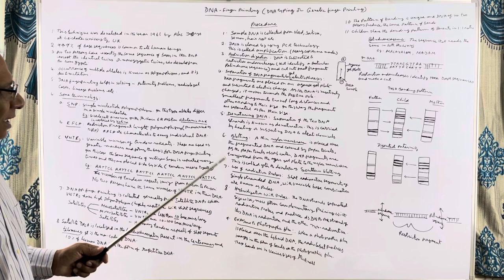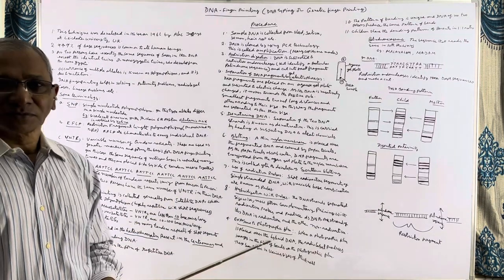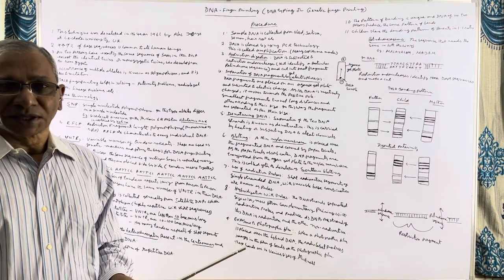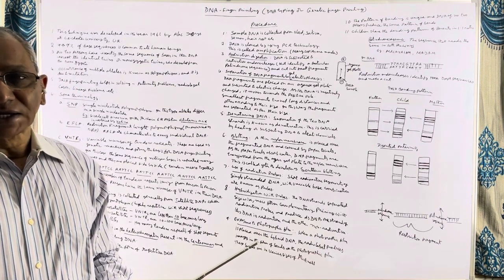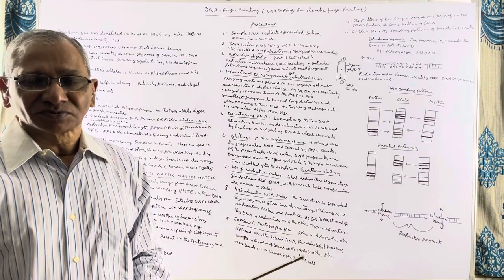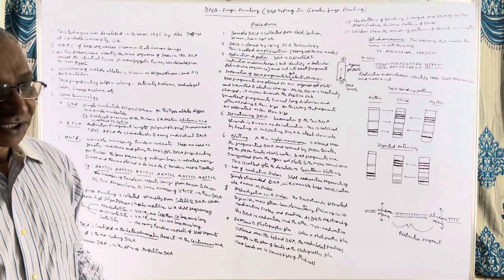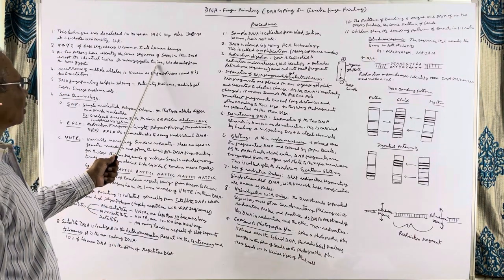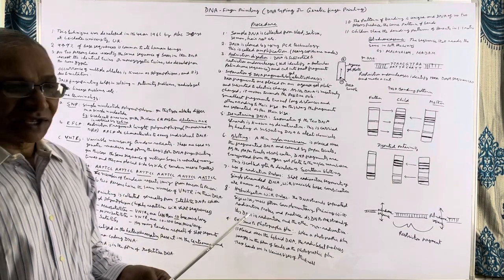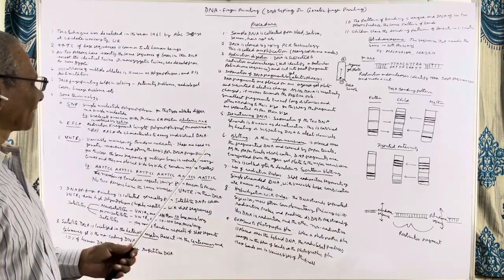Then, 99.9% of DNA in all the human beings is identical. That means the base pair sequence is similar in 99.9% of DNA in all the human beings. Variation occurs only in about 0.1%. And that variation is taken advantage of in DNA fingerprinting.